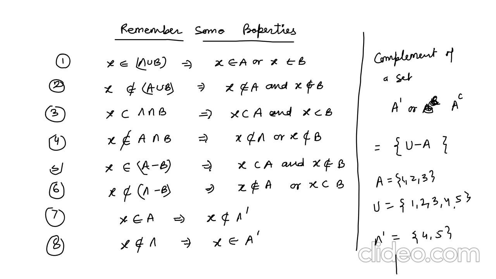So you can present it by diagram. This is the universal set, that means 1, 2, 3, 4, 5. So this is A and the remaining is A complement. This is A complement.